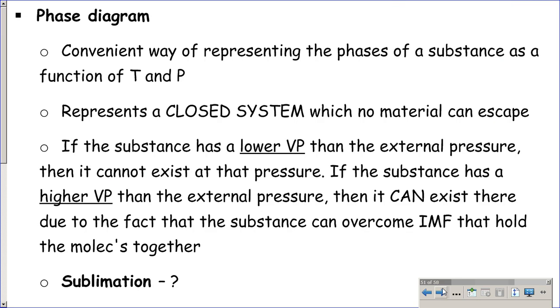I'm not going to define all the different points of the phase diagram. I think we're okay with that. The only thing I do want to make sure we know is that it's a closed system. Closed system means nothing escapes. If something escaped, we would have problems, and we'd have different temperatures at which things melt or boil, or pressures at which those phase changes occur. So it has to be a closed system.